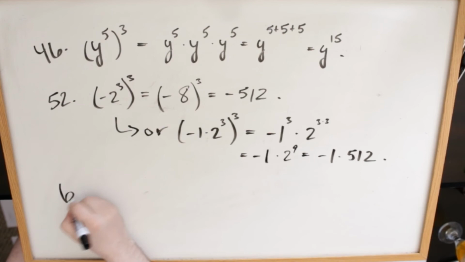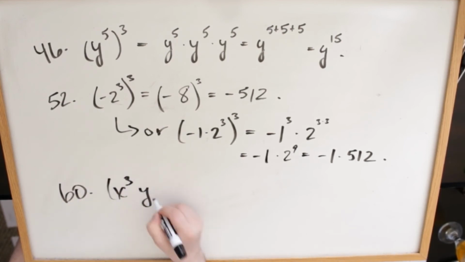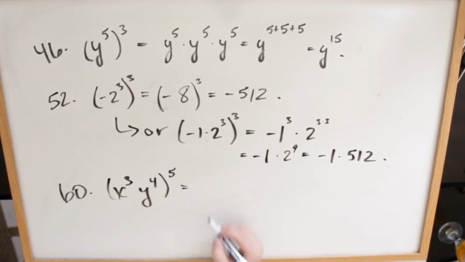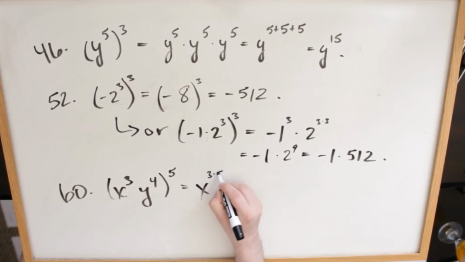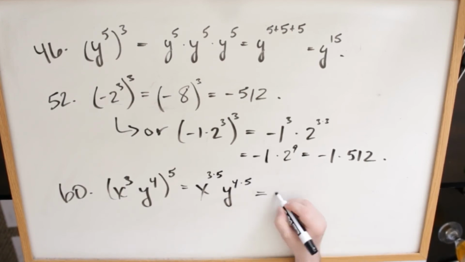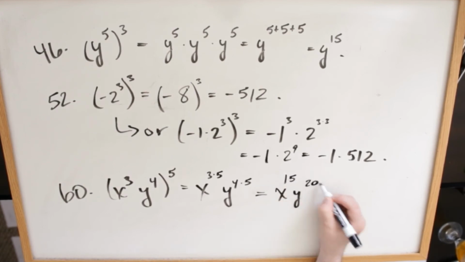All right, question 60. x cubed, y to the 4th, all raised to the 5th power. So now, again, what I'm doing is I'm multiplying this out. x to the 3rd times 5, y to the 4th times 5. This is equal to x to the 15th, y to the 20th. All right.